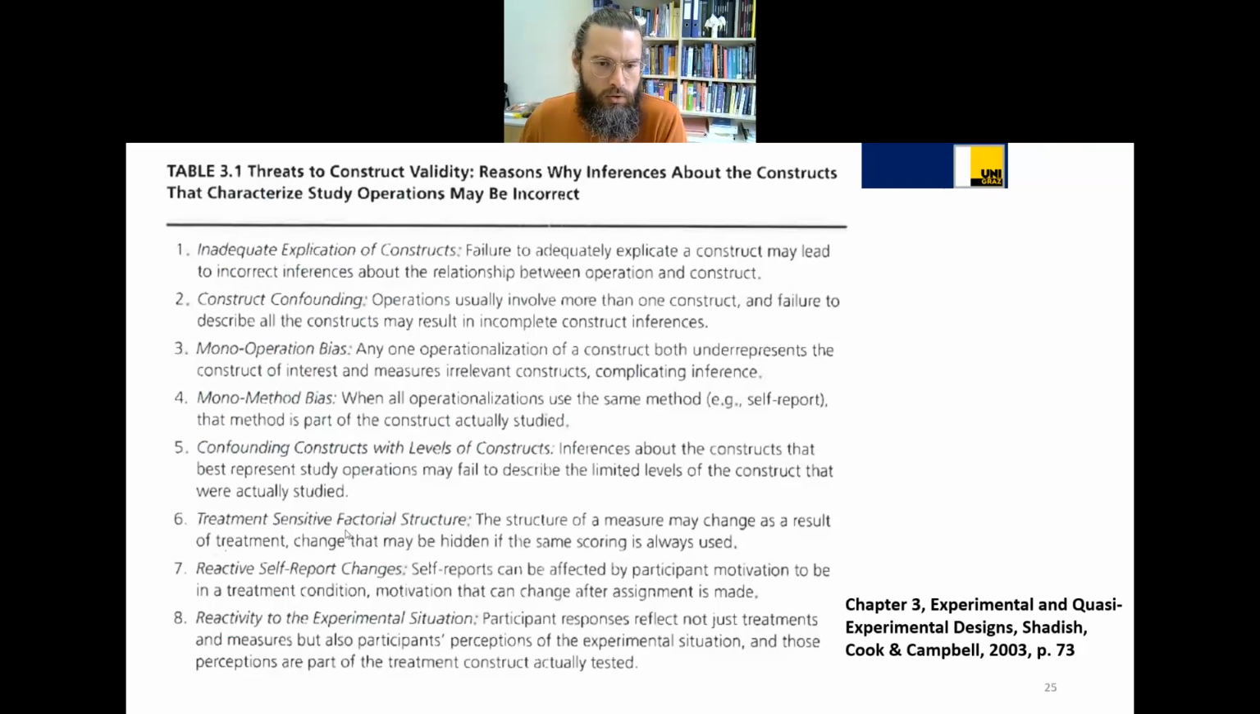Then, when the treatment is sensitive to the factorial structure, the structure of a measure may change as a result of treatment, a change that may be hidden if the same scoring is always used. So what is that precisely? The structure of a measure may change as a result of treatment. Yes.